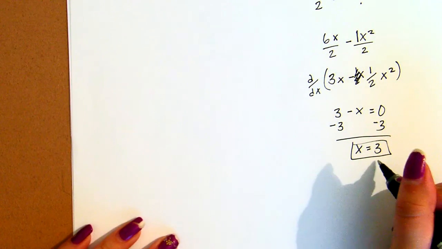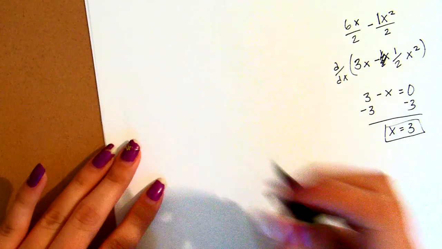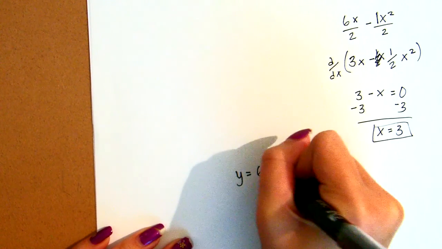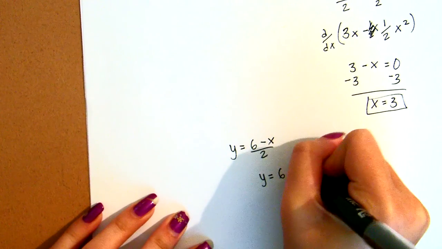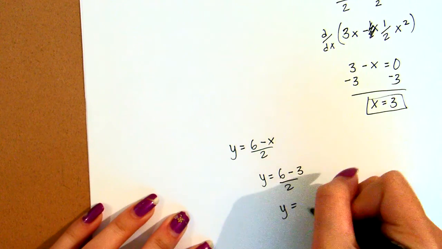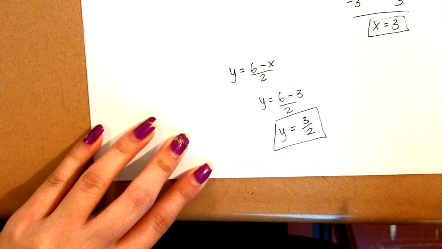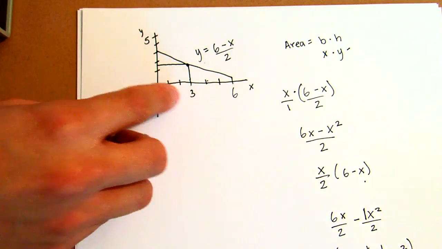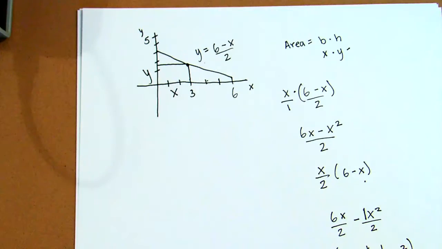Then you would plug this back into the original equation, y equals 6 minus x over 2. So it'd be y equals 6 minus 3 over 2, which equals 3 over 2. So these are your two dimensions. Just to clarify, Shiomara, this was x in your picture, and this is y over here, right? Right. So we found the dimensions, and that's what the question asked, right?